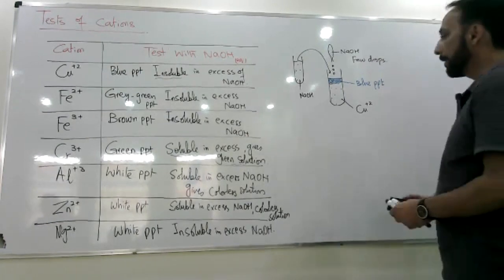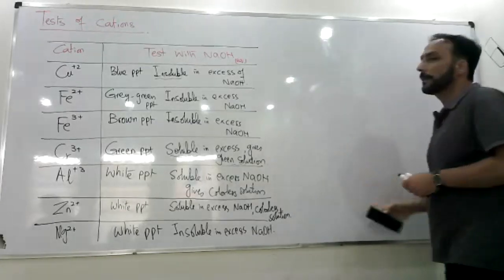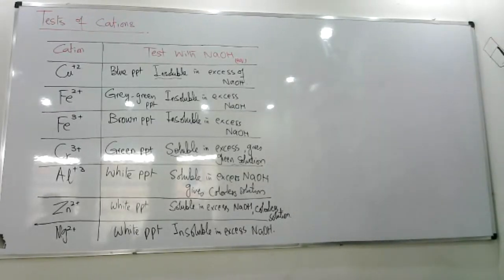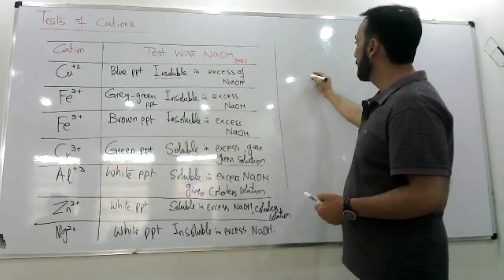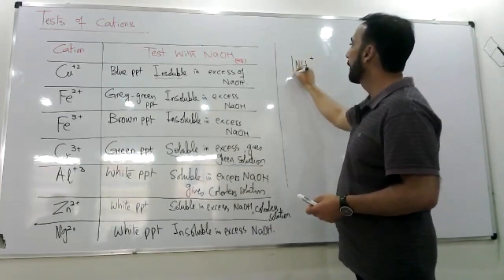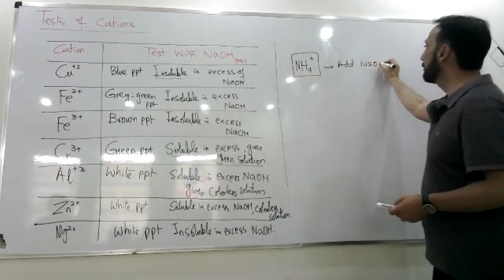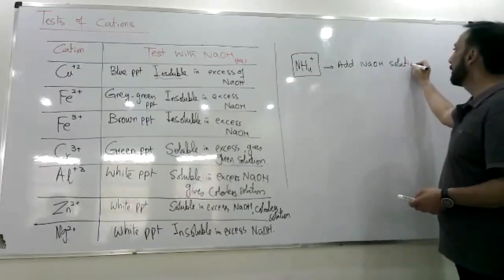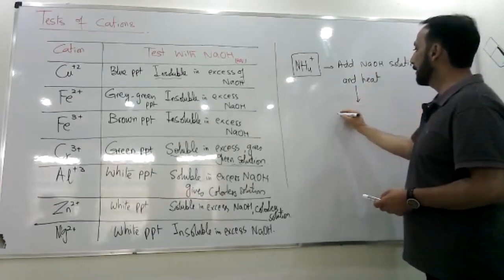So this ammonium ion is different, so I'll write it separate. आप टेबल के नीचे इसको ऐड करें. And that is that if a test tube has ammonium ions in it, NH4 positive ion, इसमें add NaOH solution and heat. It gives a colorless gas.